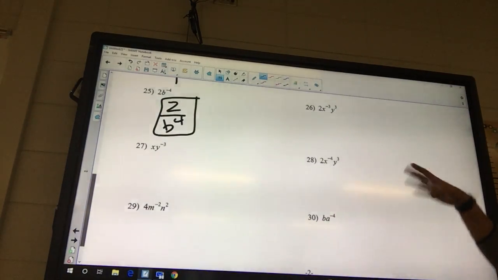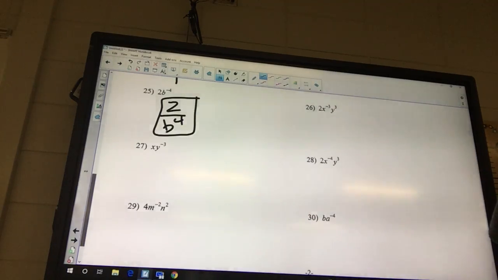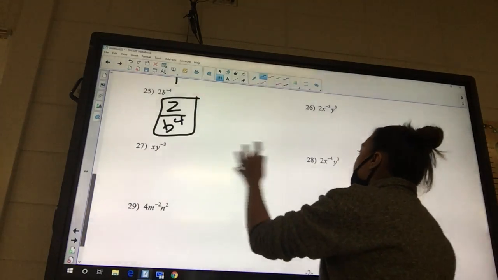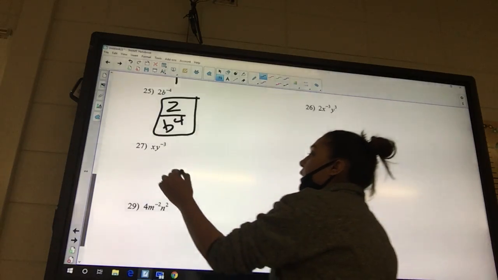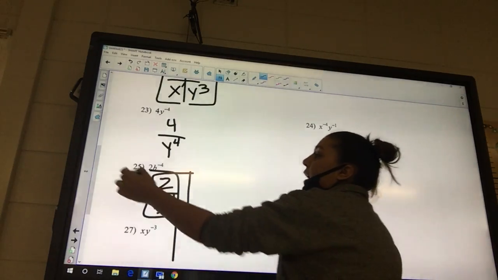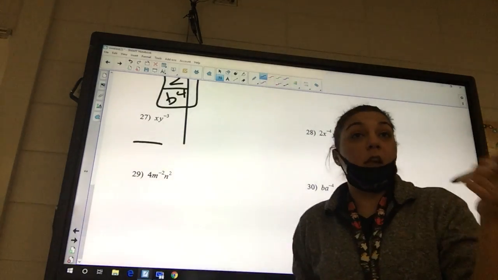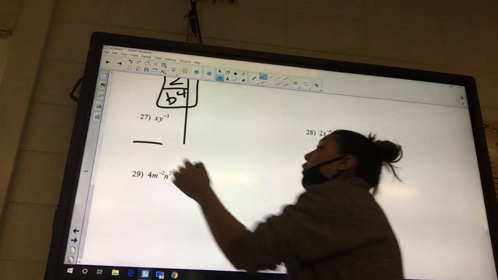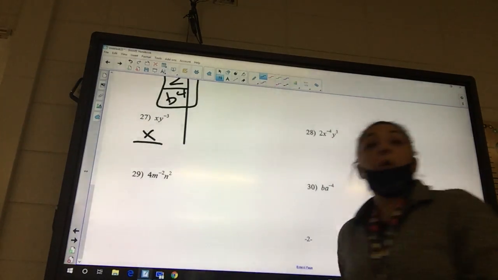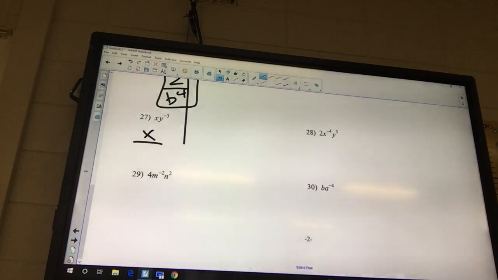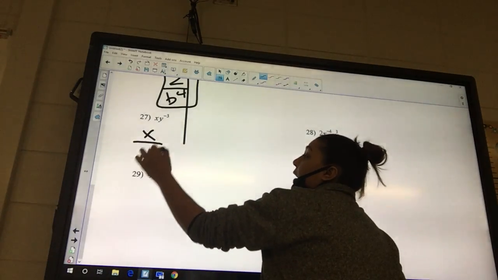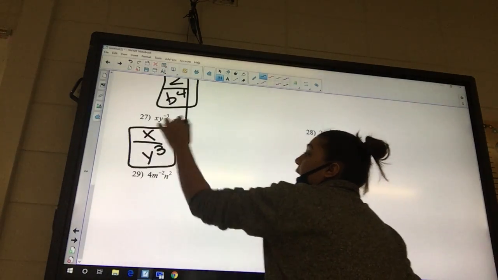Okay, and then the last couple, and there's some on this side too. So look at 27, because these ones are going to be a little bit different. So make sure that you're doing it correct. What's going to be on the top? X. X is going to be on the top still. Okay, so we do not move exponents if they're positive. They got to stay where they're at. The only time we move stuff is if it's already a negative. And then on the bottom we're going to have y to the 3. My bad.